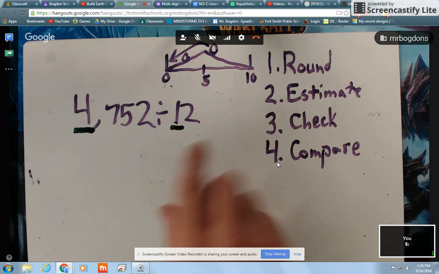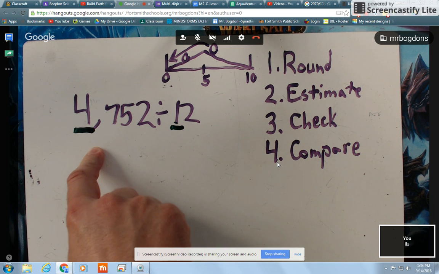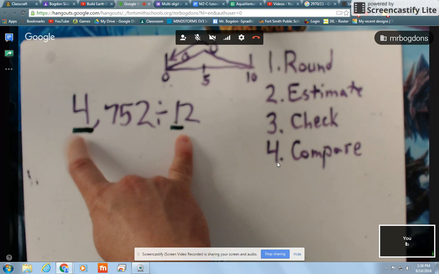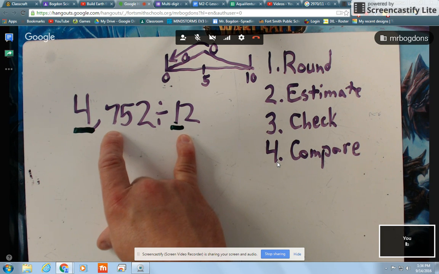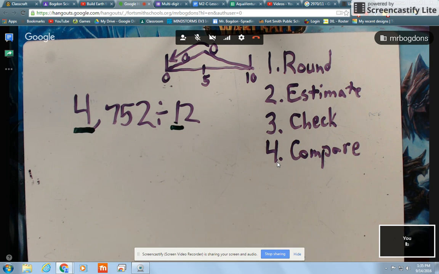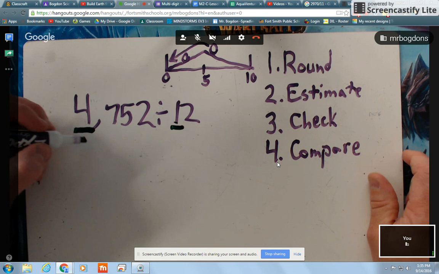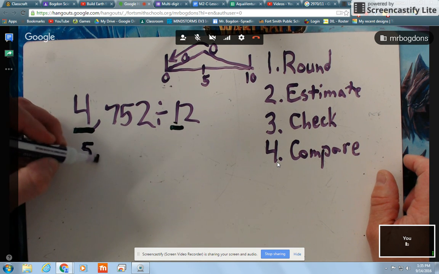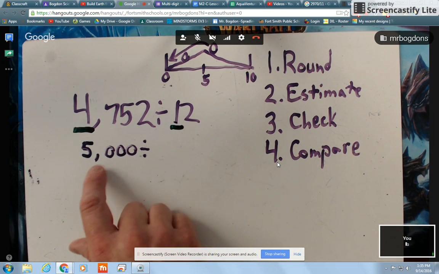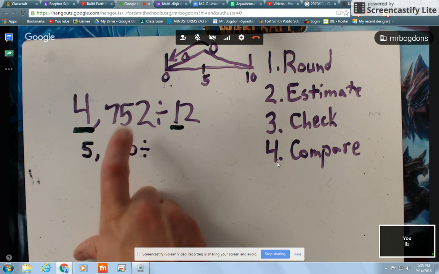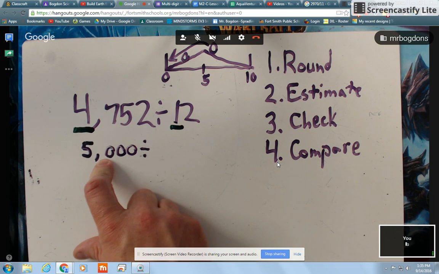Okay, so I know now I need to round my dividend and my divisor. I know I'm rounding to the thousands place and the tens place. So we have to look to the next smallest place value. I'm looking at my 7. Is that 5 or more? Yes. So do I raise the score? Yes, I do. So this now magically becomes 5,000. And that makes sense because 4,700 is much closer to 5,000 than it is to 4,000.